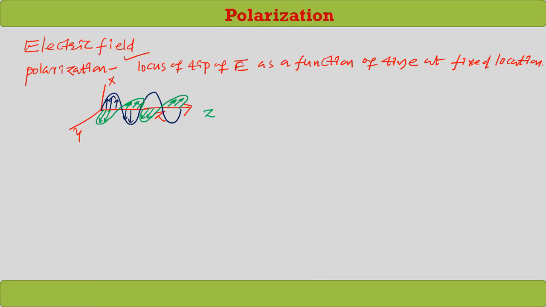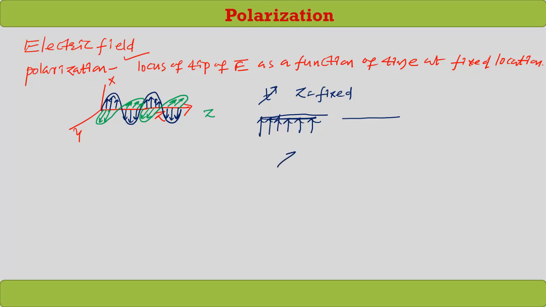So what we need here, the locus of the tip of the electric field, okay, as a function of the time. So you need to change the time, but you need to fix a z value. That means at fixed location in the space, by changing the time, how the electric field is varying, that locus we have to take. For example, if you change the time, this is the electric field representation. If you take the trace of all these peaks of the electric field with respect to time, then you will get a horizontal line. Okay.